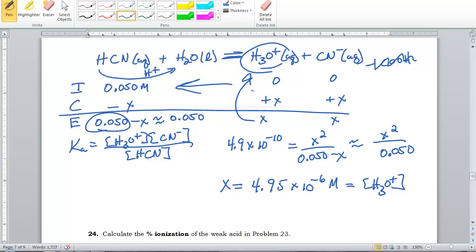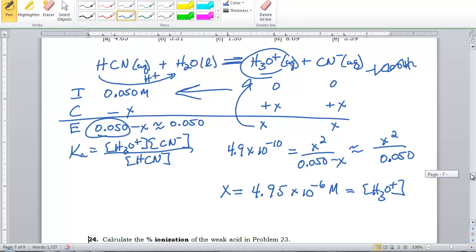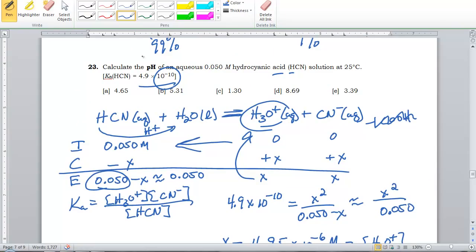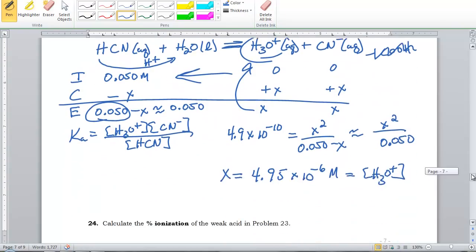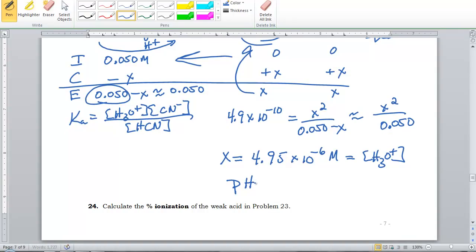Now, here's where it gets a little bit tricky. Don't fall for the trap that once you solve for x, you're done. Almost always for ice tables, x is not the completion line. You are close, but you haven't crossed the finish line yet. And so this problem, we certainly have not crossed the finish line because we want the pH. And so we need to take the negative log of that number, the hydronium concentration, and we get a pH of about 5.31.